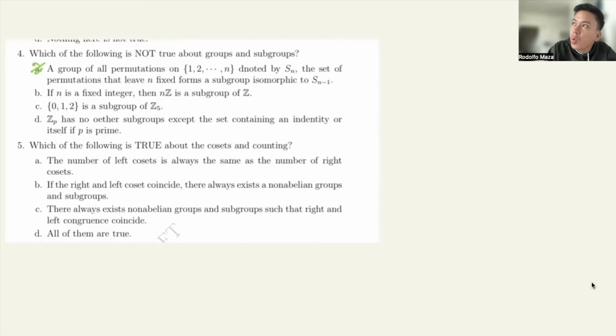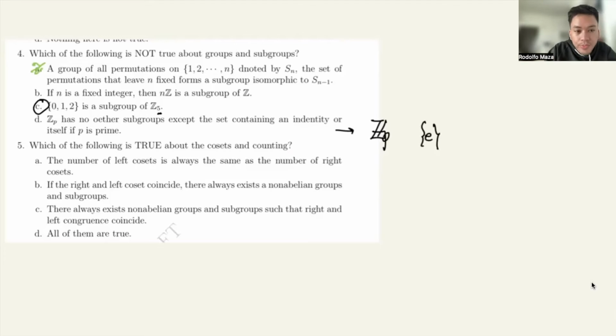And then Zp has no other subgroups except the set containing an identity or itself if p is prime. So it's a famous result kasi pag prime kasi si p, so ibig sabihin wala siyang ibang subgroup maliban sa sarili niya at yung trivial. So ibig sabihin yung trivial na yung ilang lumalabas, nasa loob pala. So this is not true kasi 5 is a prime eh.